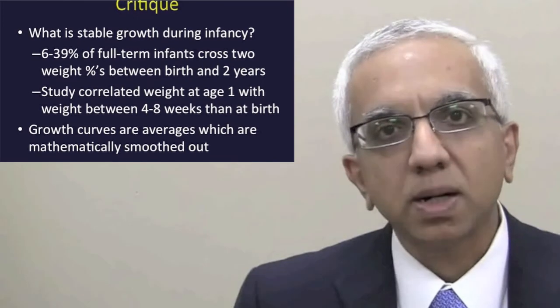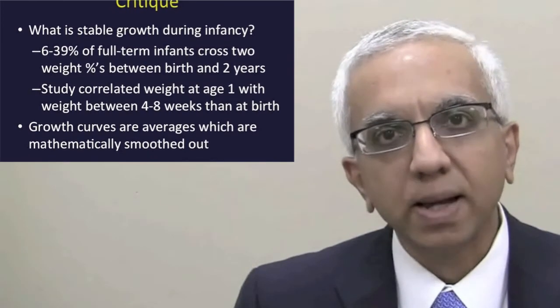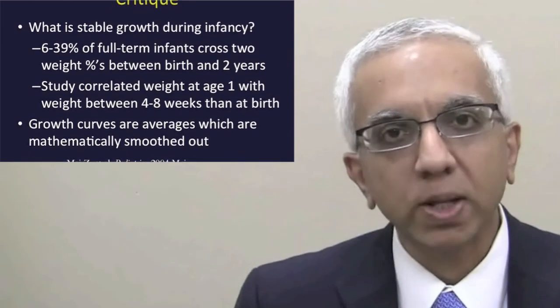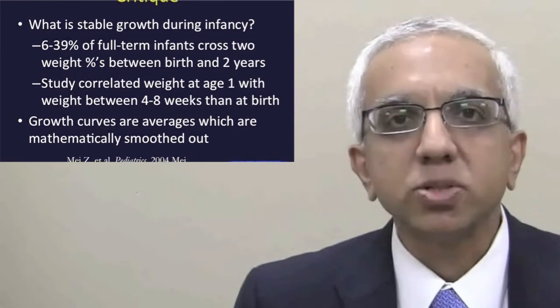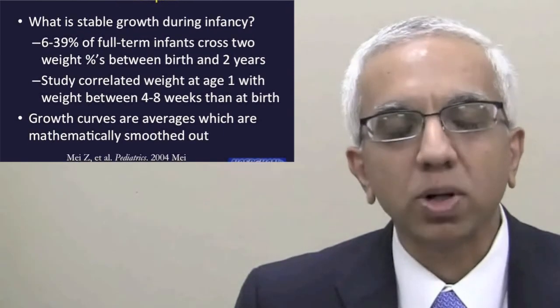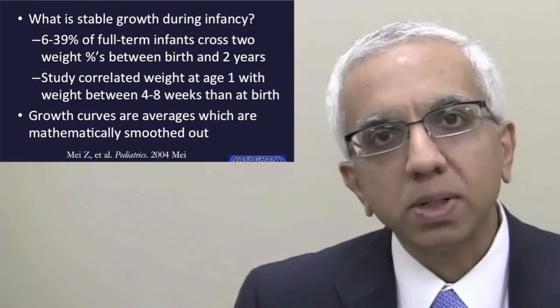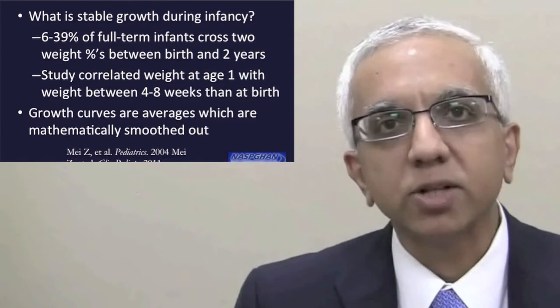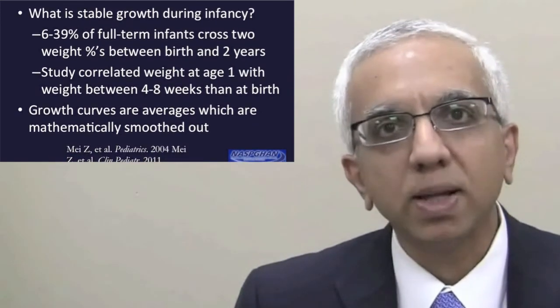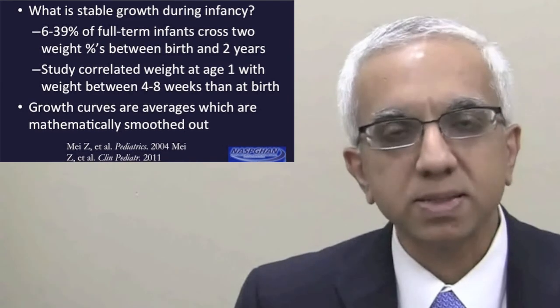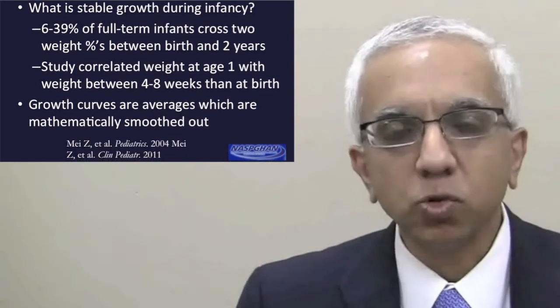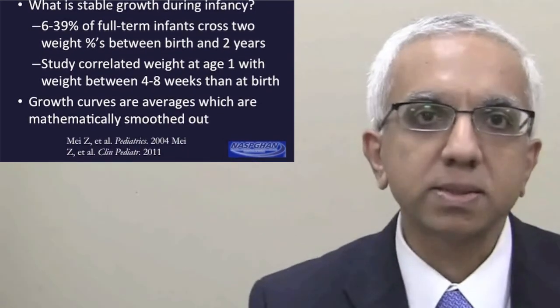Also, one other study correlated weight at 1 year with weight at 4 to 8 weeks rather than at birth, and so that may be more important. The other thing to remember is that growth curves are actually mathematically smoothed out and they are averages, so this itself may cause children to move up and down growth lines slightly.